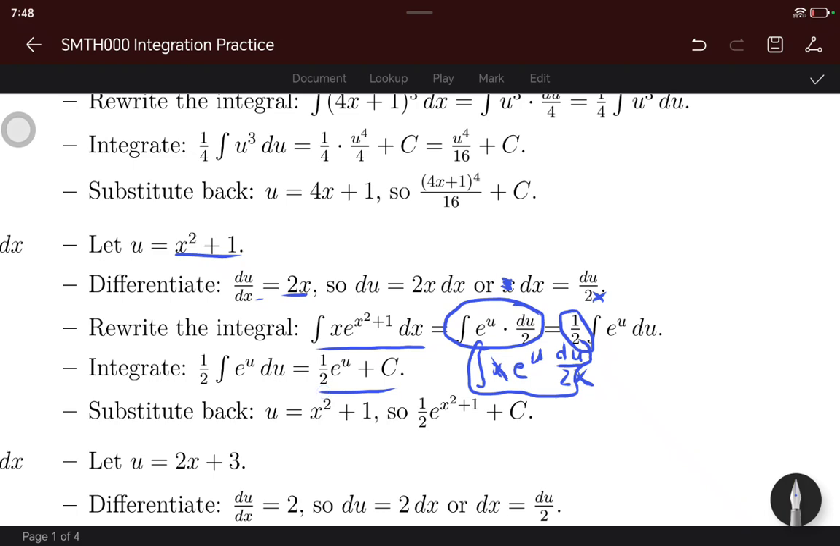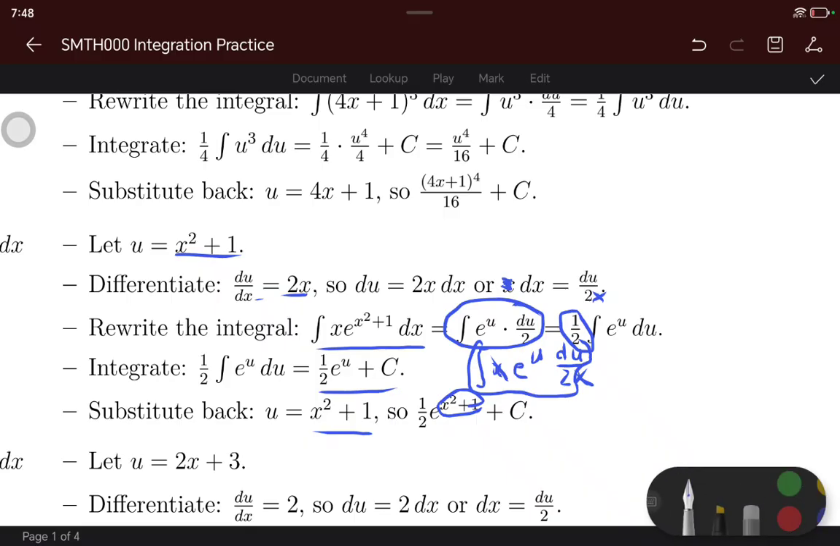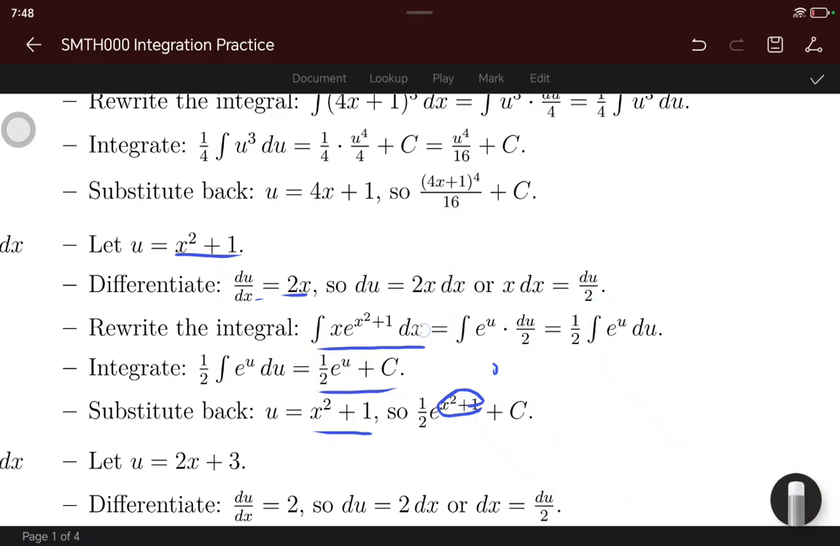Hope we see that. Then I substitute back my u here on the exponent. Then that will be the case. Don't forget to add plus c every time after integrating.